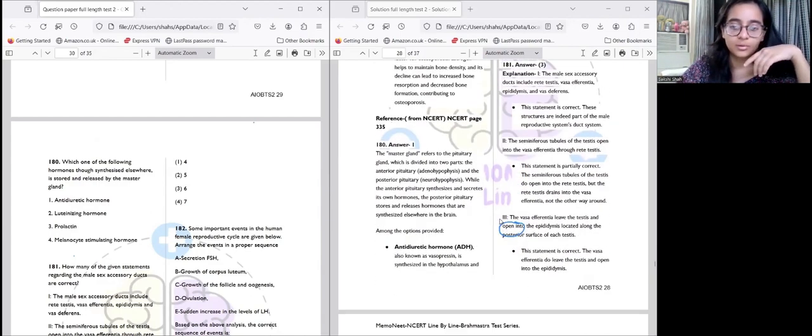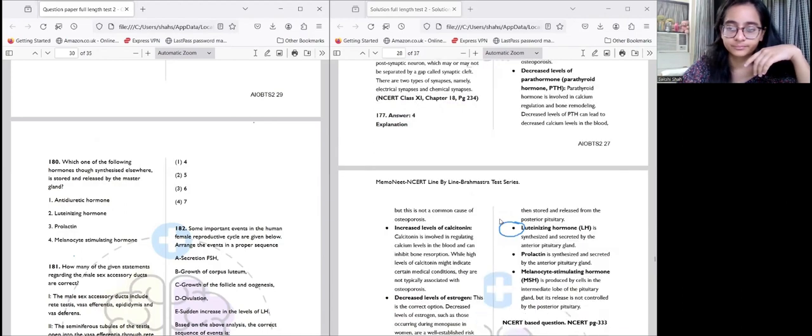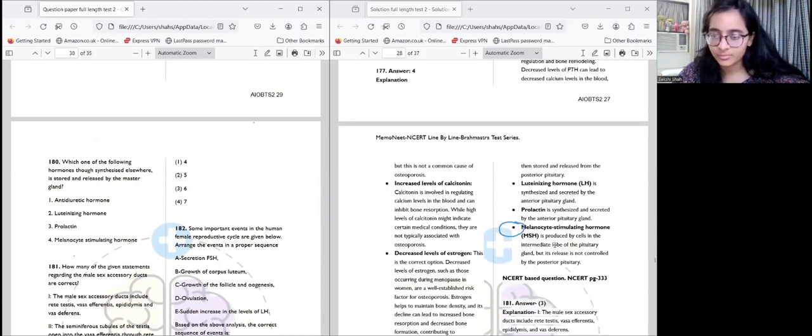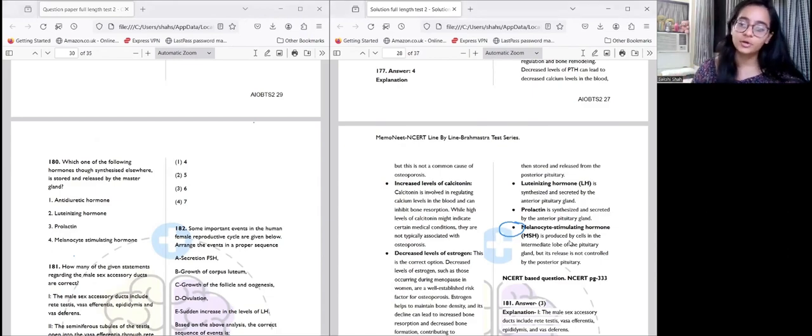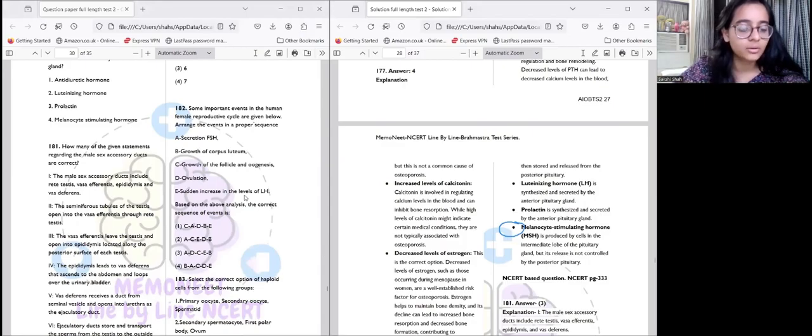Okay. Now let's see the other options. Okay, the other options are not important. What we need to remember is MSH is produced by the cells of the intermediate lobe of the pituitary gland. So we spoke about the anterior pituitary, we spoke about the posterior pituitary, but also the intermediate lobe secretes melanocyte stimulating hormone. For 181. Okay.